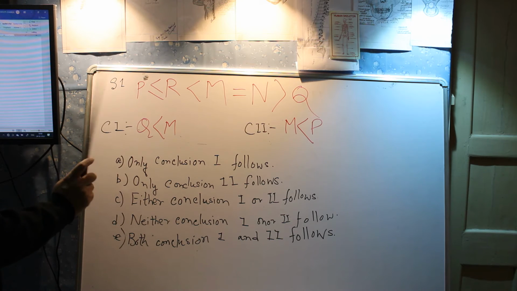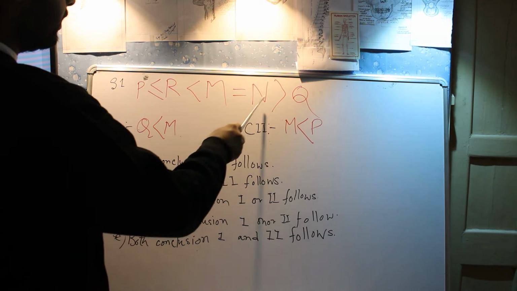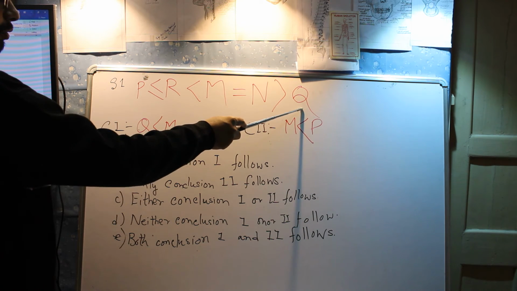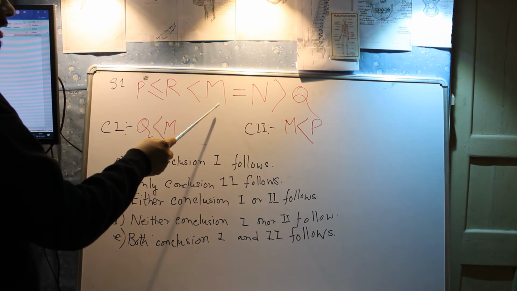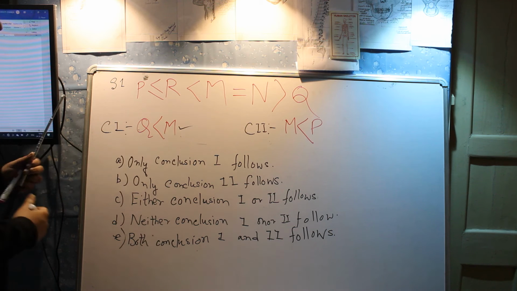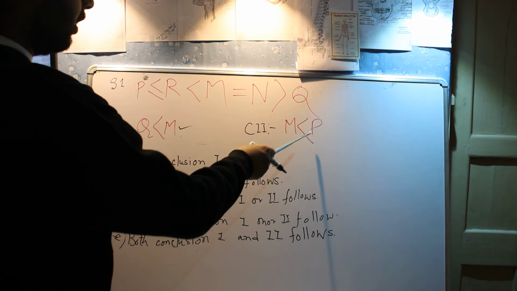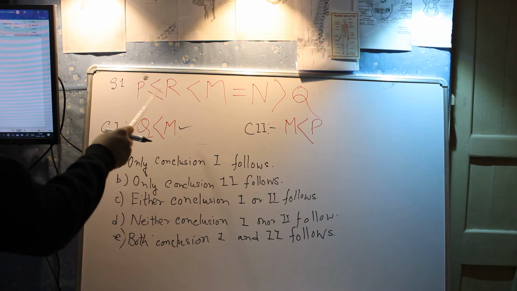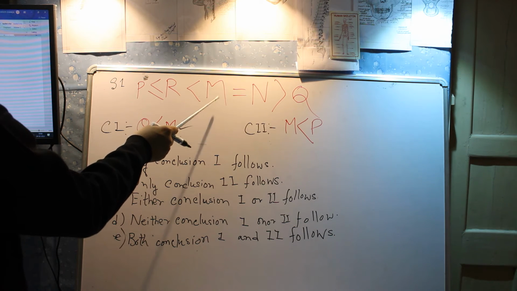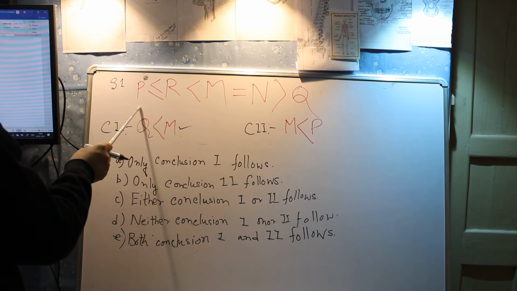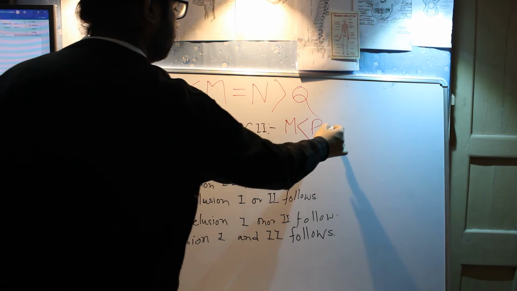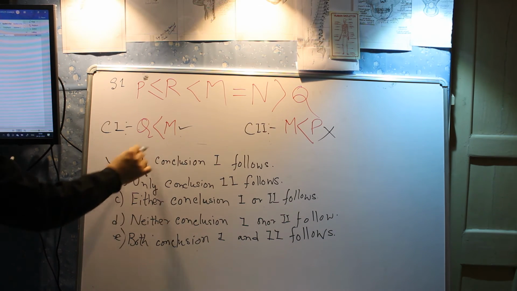Conclusion 1 given, M is greater than Q. You see logically, N is greater than Q and N is equal to M, means M is greater than Q. So option 1, this is correct. Now you see this one, P is greater than M. P is less than or equal to R and R is less than M. So M is greater than R, greater than P. So how can M be less than P? So this is wrong. So only conclusion 1 follows.